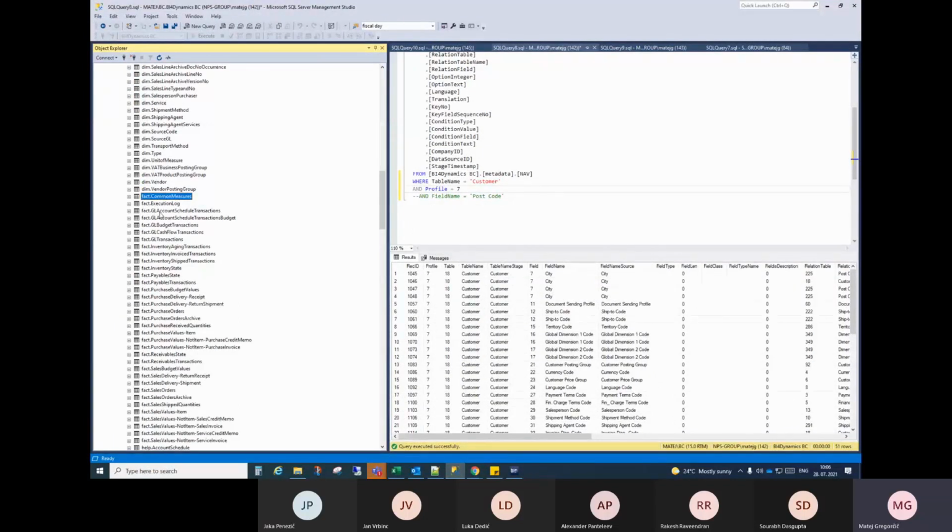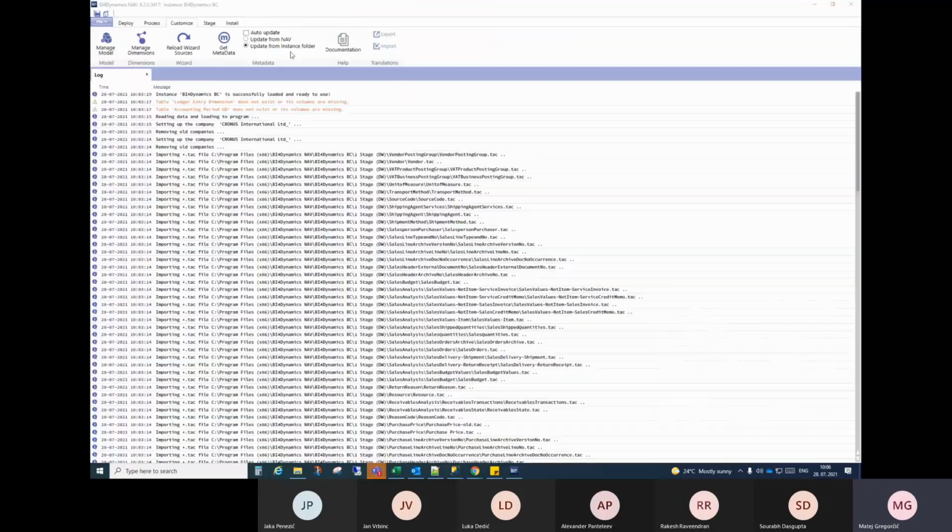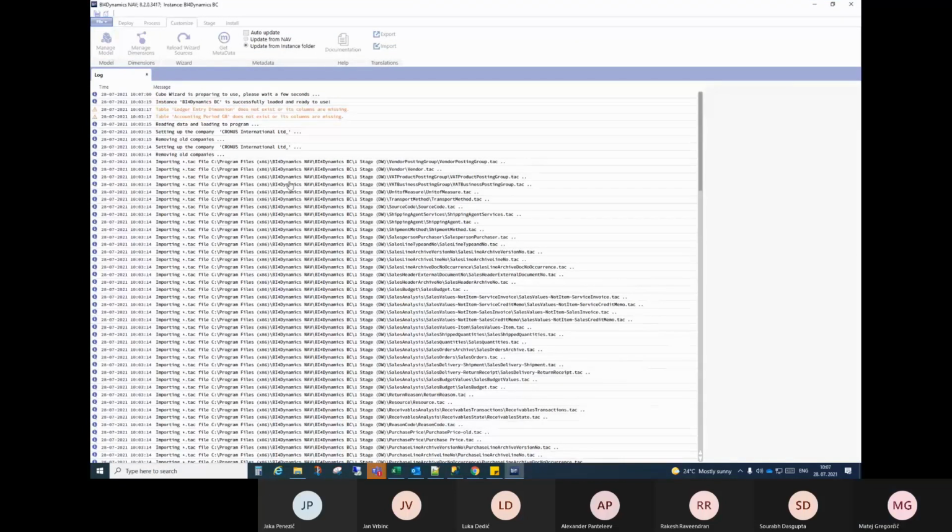Those are the tables where the actual numbers are. And when I say numbers, I mean the source for this table is a transactional table. This is where all the documents are, as opposed to dimensions, which are master tables that only have information about the customers or items and so on. Okay, so let's just go into Manage Model. This could take a couple of seconds.